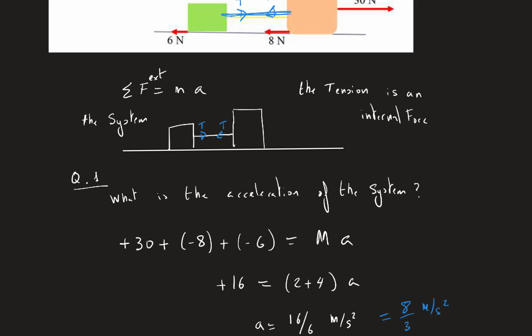So once we solve the first question, we know that this mass is accelerating to the right with an acceleration of 8 divided by 3 meters per second squared, and this other mass follows the mass of 4 kilograms, and the mass of 2 kilograms is also accelerating with the same acceleration, 8 divided by 3 meters per second squared. Now we want to solve question 2.